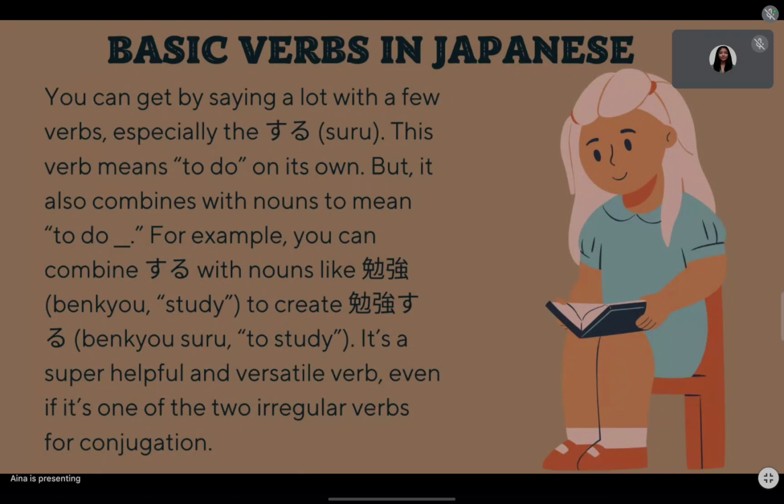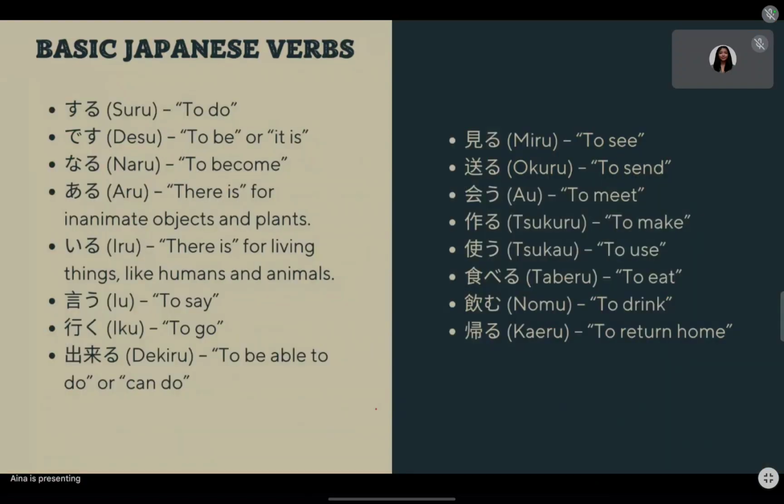So for example, you can combine suru with noun like benkyo. Benkyo is study. So to create to study, i-add nyo lang si suru sa benkyo. So magiging benkyo suru, means to study. So it's a super helpful and versatile verb even if it's one of the two irregular verbs for conjugation. Okay? So basic Japanese verbs here, ito yung mga yon, no?